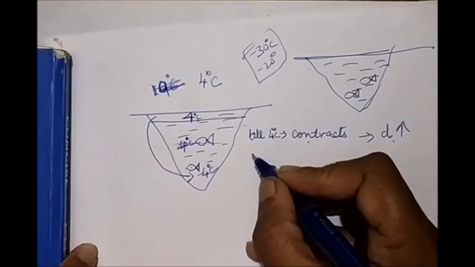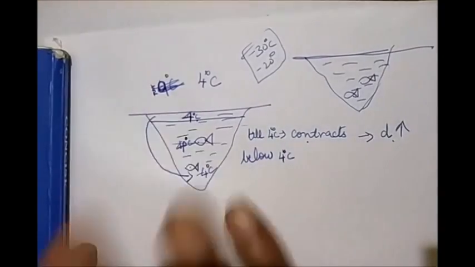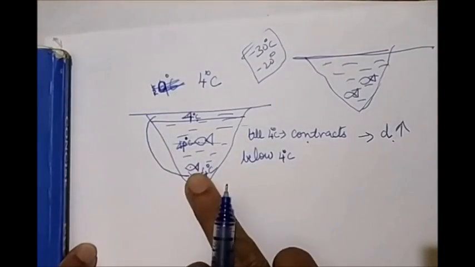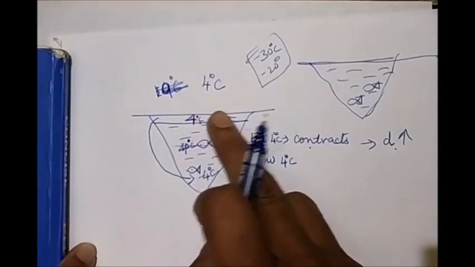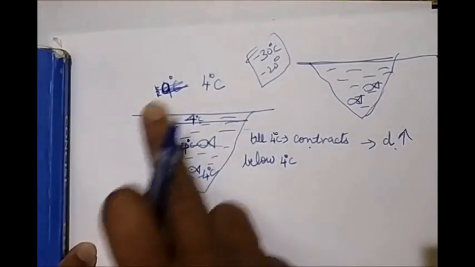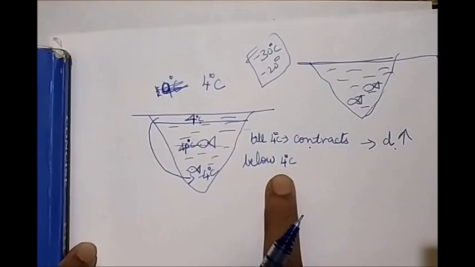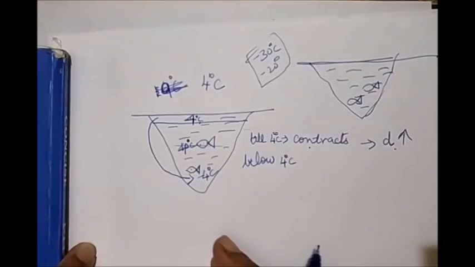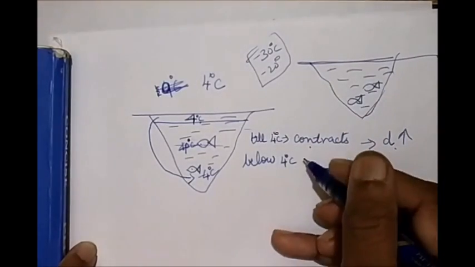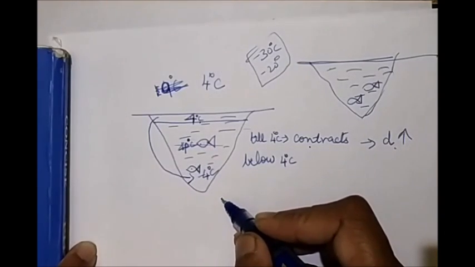Now below 4. What happens below 4? Till 4 the same thing would have happened. We call it convection current, if you remember. So the colder layer will come down, the hotter layer will go up, that gets cold and comes down, like this a current will be formed. Now when it comes below 4 degrees Celsius, something else will happen because of anomalous expansion of water. You know that very well.